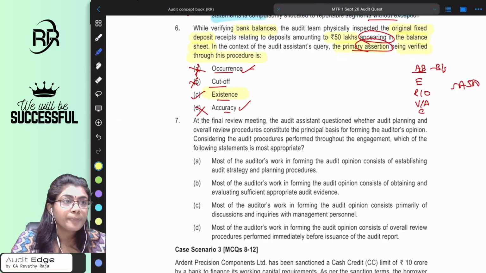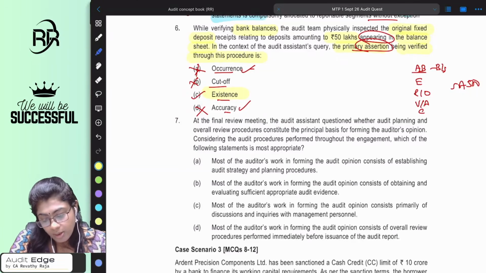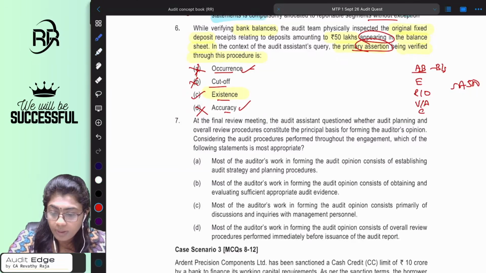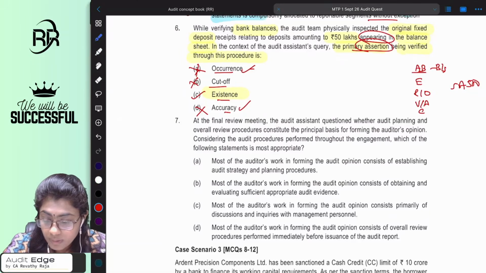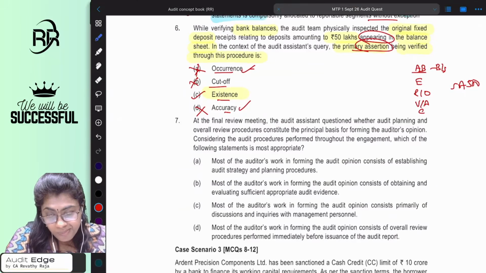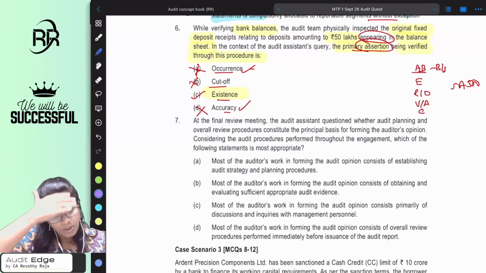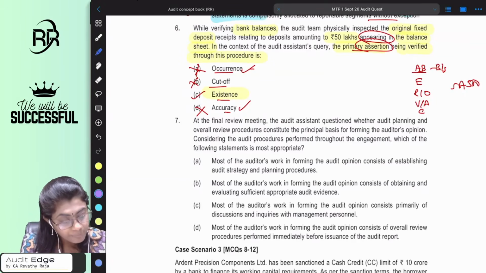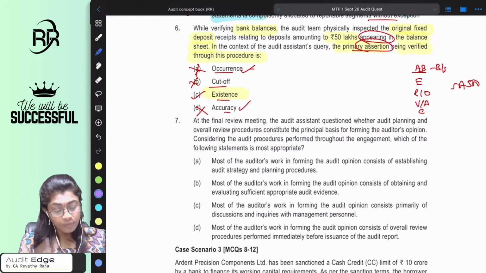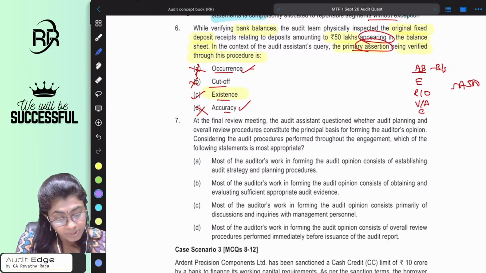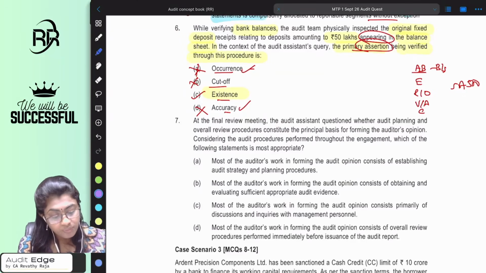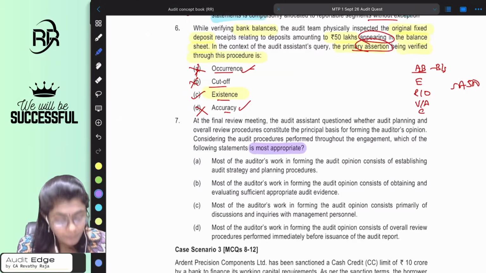Wow, last question. Seventh one. Can we read? Okay. At the final review meeting, the audit assistant questions whether audit planning and overall review procedures constitute the principal basis for forming an opinion. Considering the procedures performed throughout, which of these statements is most appropriate?